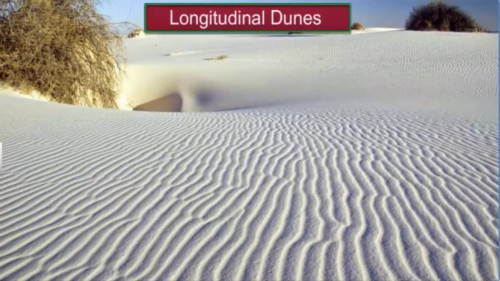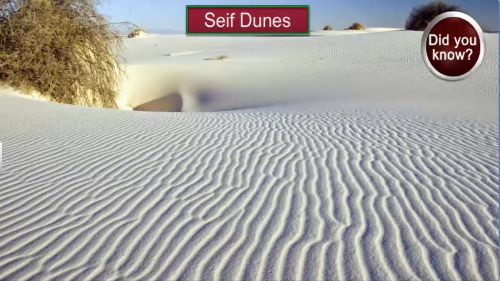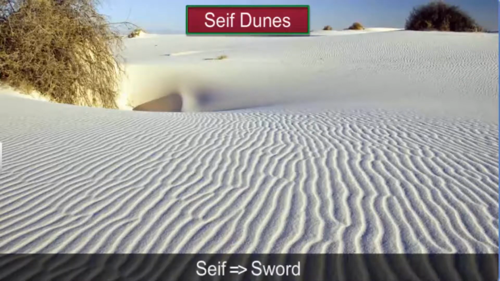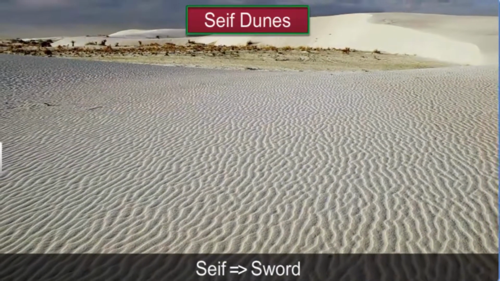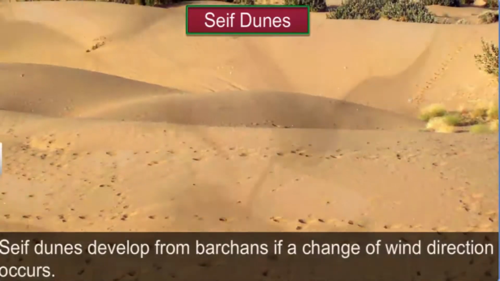Did you know? Longitudinal dunes, also called Saf dunes, after the Arabic word for sword, elongate parallel to the prevailing wind. Saf dunes are thought to develop from barkhans if the direction of the wind changes.